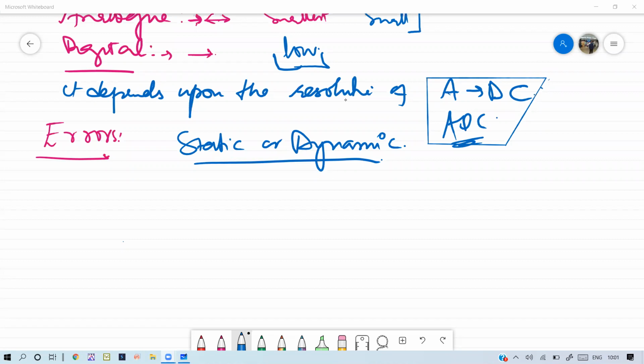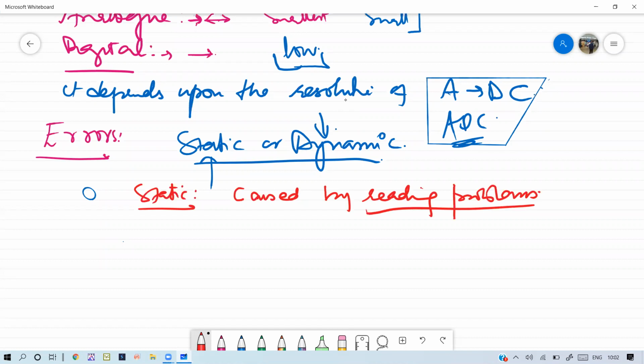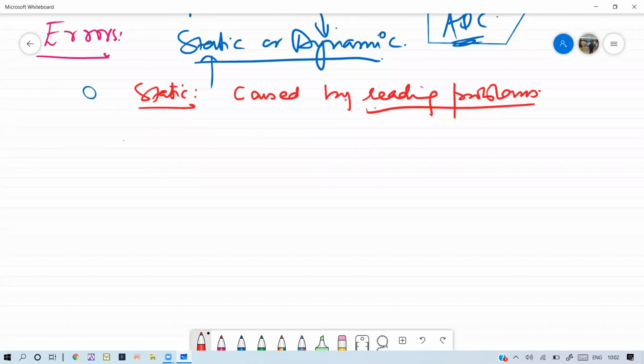So the errors in the measurements by the transducers, during the conversion of one physical quantity into another, can be static error or dynamic error. Static error is caused by reading problems. That means you are not able to read correctly what the exact reading is, which we have already discussed in the class, and which is also called parallax.